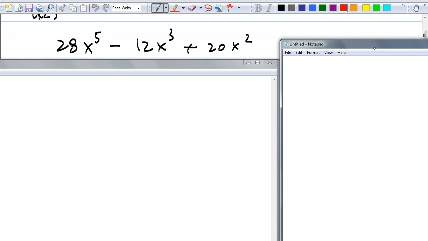So we have 28x to the 5th minus 12x cubed plus 20x squared. Step 1 to factor this polynomial is to look for the, what again? Greatest common factor. And it makes sense to find the greatest common factor because that GCF will go into each of these terms, wouldn't it? So do we know how to find GCF? Yeah. Sometimes you have to do a factor tree, and sometimes you don't need to because the numbers are pretty simple. So go ahead and find the GCF of each of these terms.